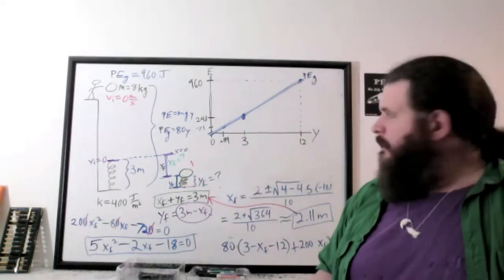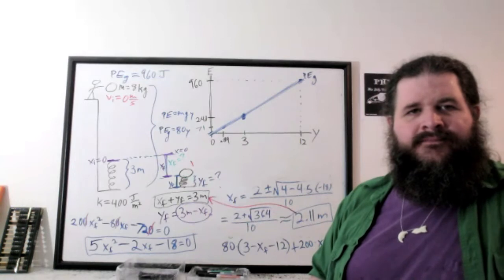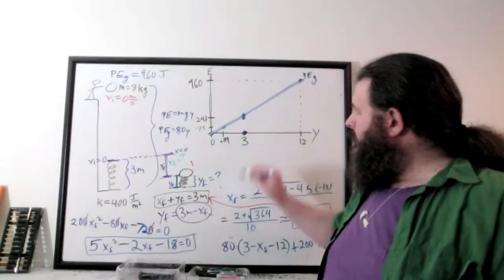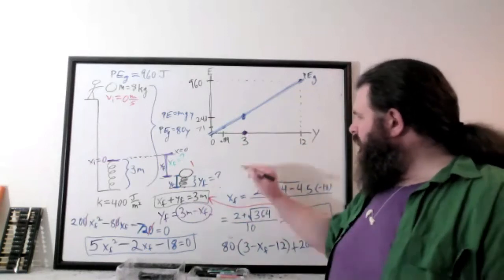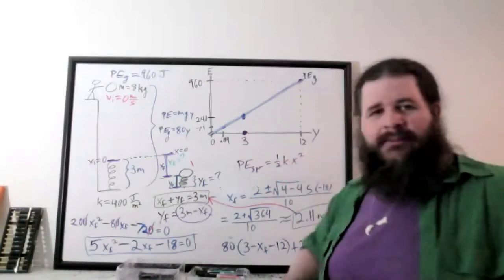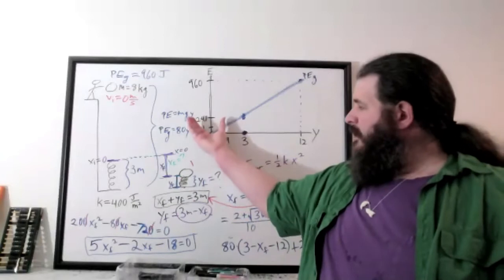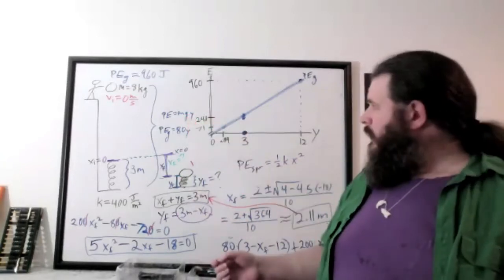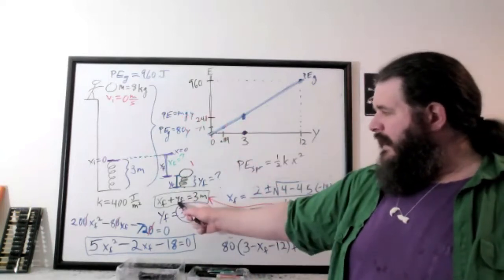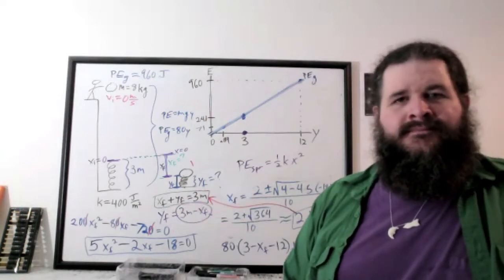spring potential energy, and where's the equilibrium for the spring here? 3? Yeah. So the spring is going to have 0 potential energy at 3. We usually expect spring potential energy to be what shape on the graph? Parabola. Yeah. 1/2 kx squared is going to be a parabola, specifically a parabola centered at the origin. But instead of centering it at the origin, we're shifting it to be centered at 3 because we're graphing y instead of x.